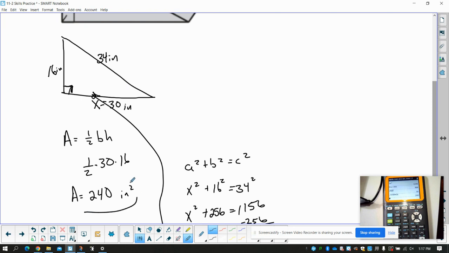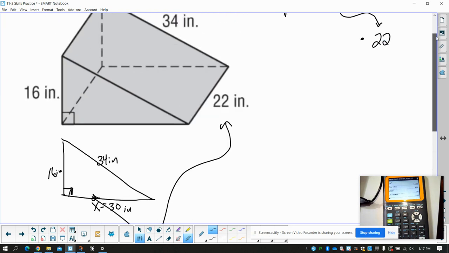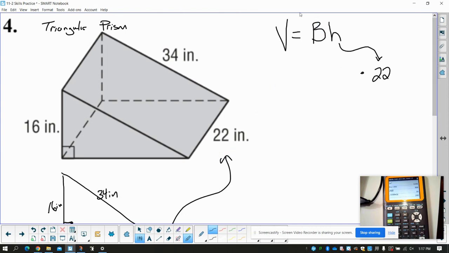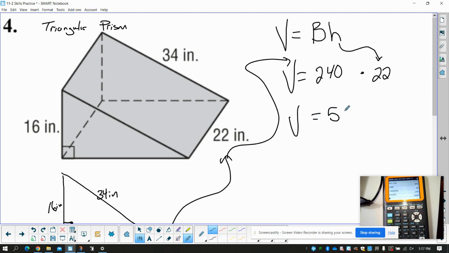This triangle is the base. So this 240 is what's going to go up here. So let's go all the way back up to our original problem. We're trying to find the volume. So the volume equals the area of the base, which I just found was 240, times the height, which is 22. So now we can do this. 240 times 22 is 5,280. So the volume is 5,280, and it was inches, so it'd be inches cubed. And that is problem number 4.